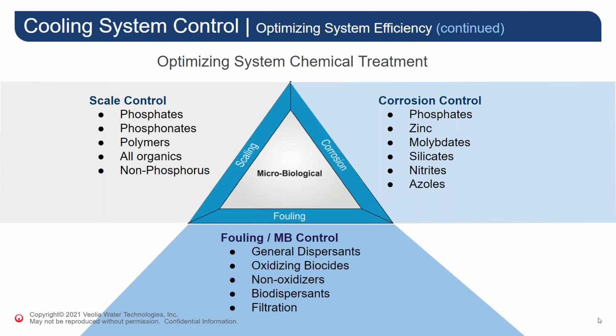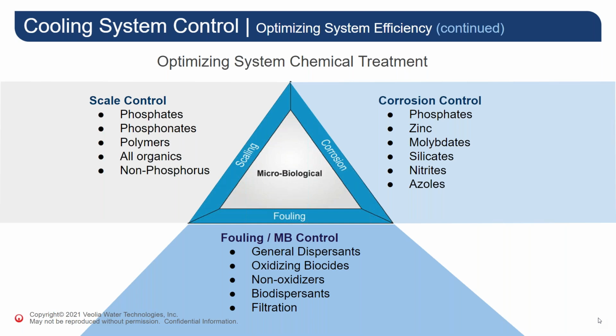Selection of the scale control agents in the upper left, also known as antiscalants, is based on a number of factors, including the mineral content, water hardness, pH, alkalinity, and LSI. Environmental constraints and a company's internal policies may also impact anti-scalant selection. For example, in some areas, phosphate or even phosphorus in the outfall is regulated and not allowed.